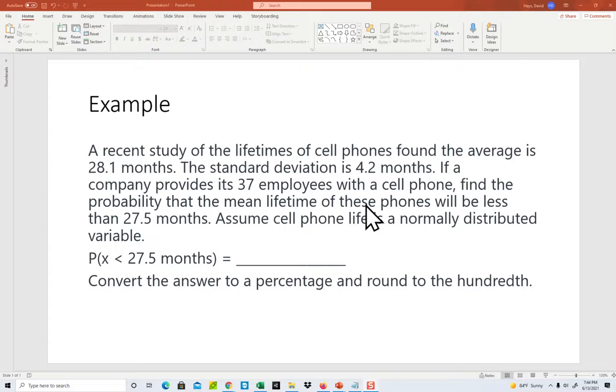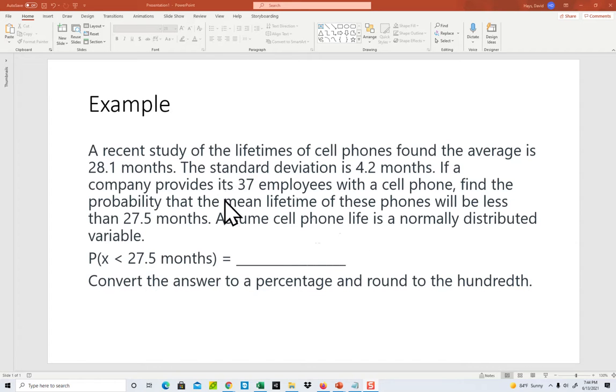A recent study on the lifetimes of cell phones found the average is 28.1 months. The standard deviation is 4.2 months. If a company provides its 37 employees with a cell phone, find the probability that the mean lifetime of these phones will be less than 27.5 months. Assume cell phone life is normally distributed.